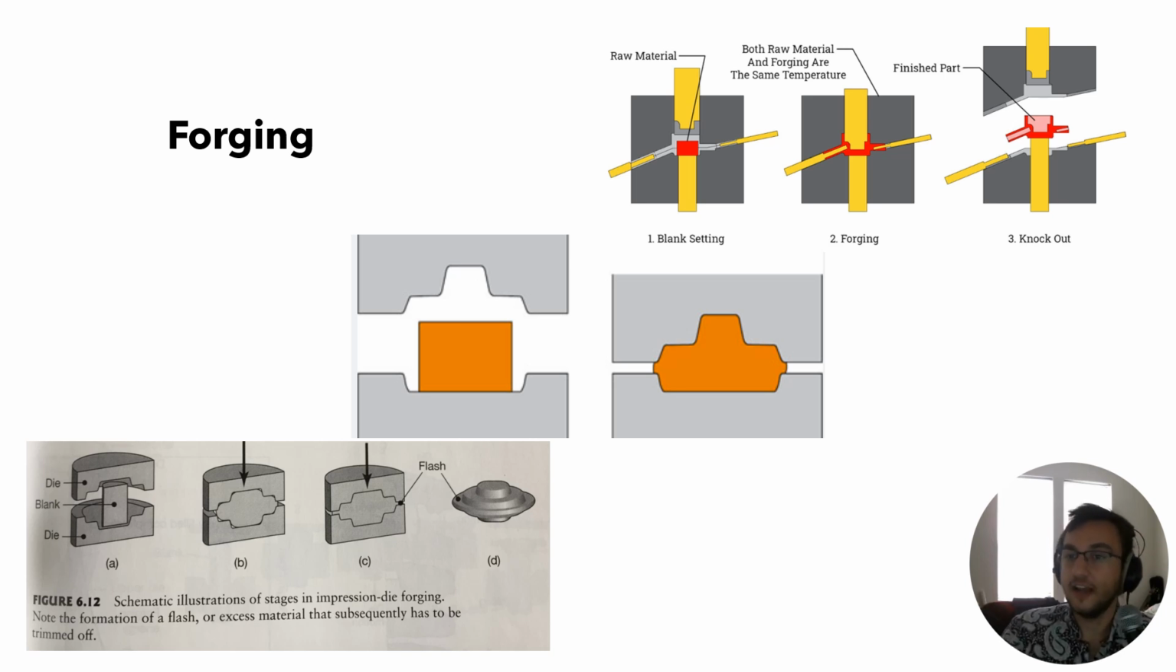And then with things like hot die forging, where instead you heat up the raw material beforehand so that it's a lot more elastic. Pretty much just forging has a ton of capabilities. There's a ton of different ways to use it.